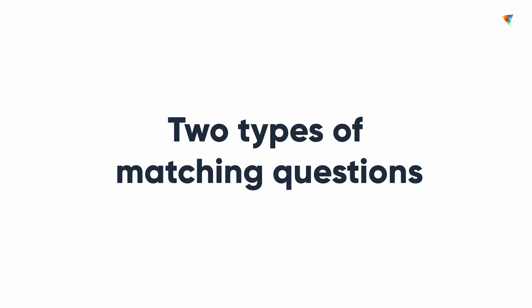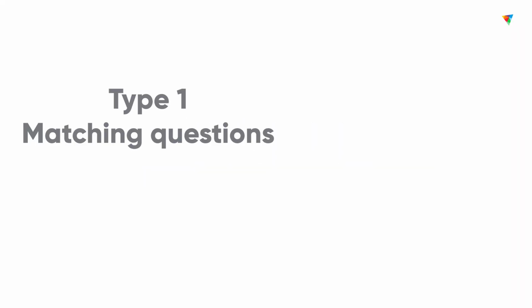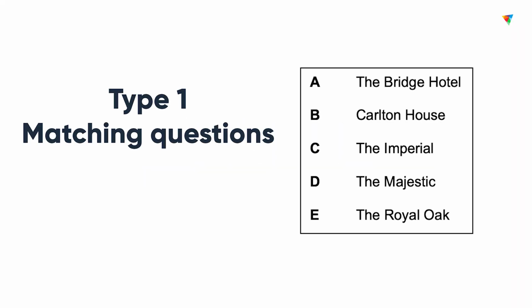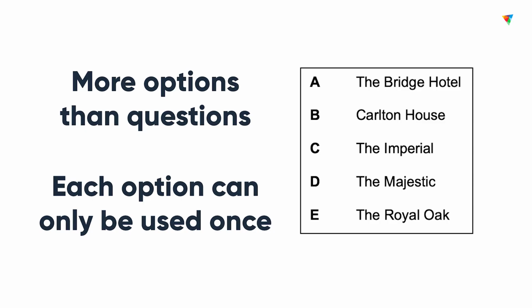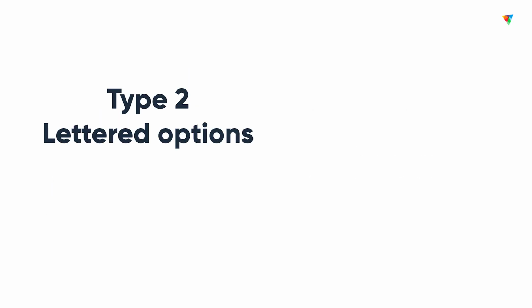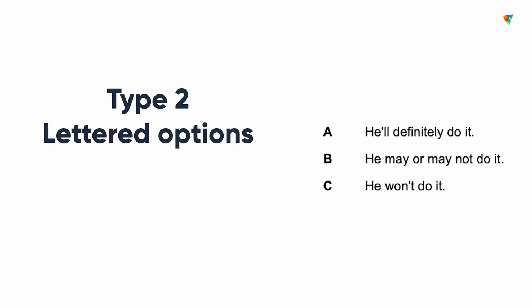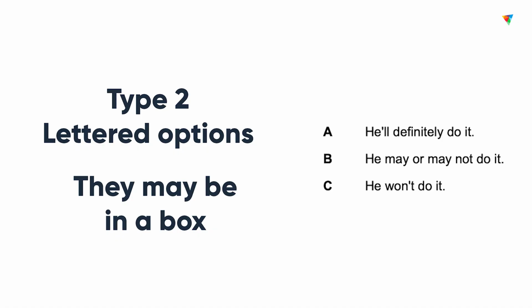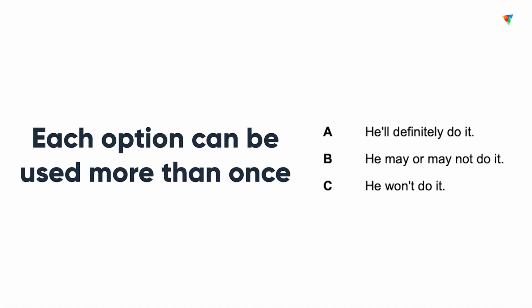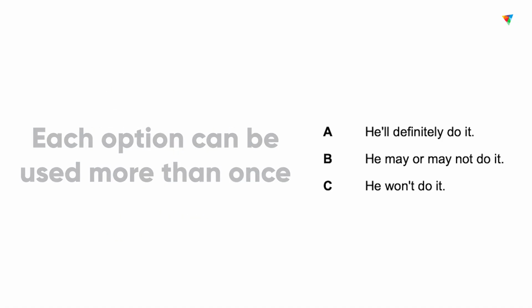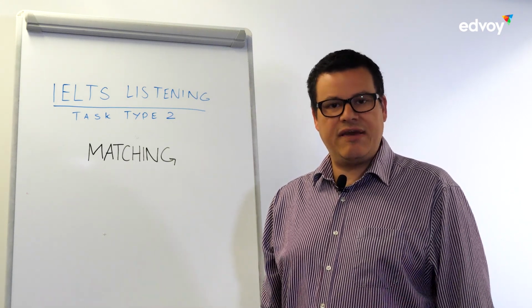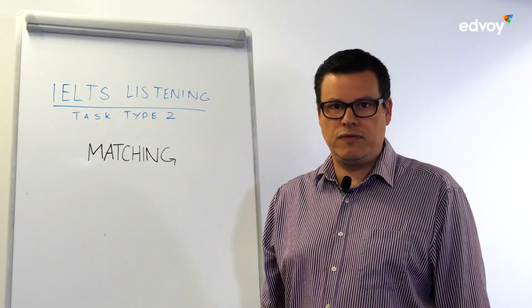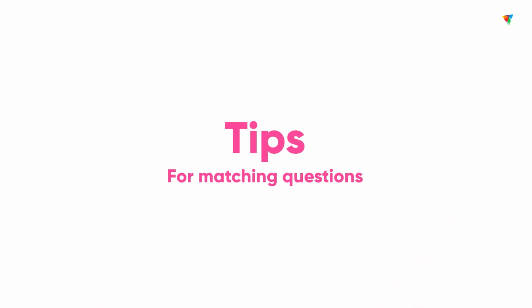There are two types of matching questions. In type 1 matching questions, there'll be a box with a list of lettered options which answer the questions. There'll be more options than questions and each option can only be used once. With question type 2, there'll also be a list of lettered options, which may be in a box, but there are fewer options than questions, and each option can be used more than once. So just like in the other IELTS listening questions, make sure you read the instructions carefully to make sure you really know what you need to do. So let's look at some tips for these matching questions.